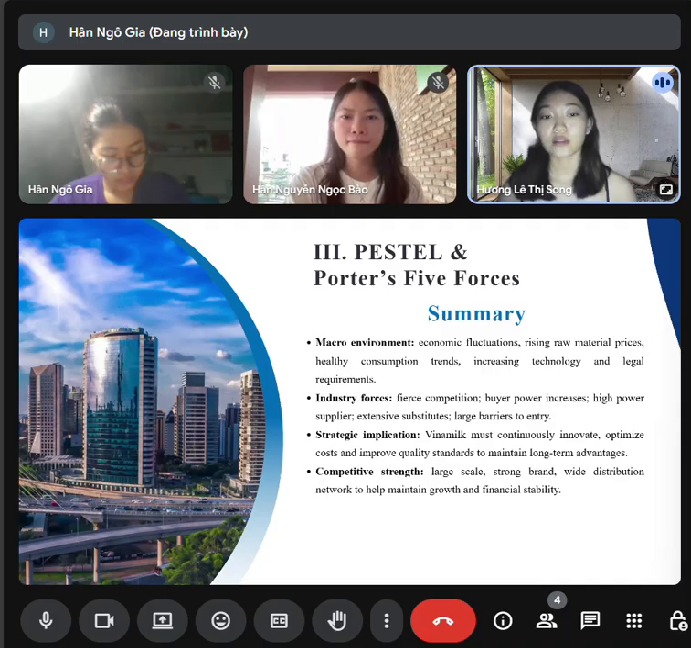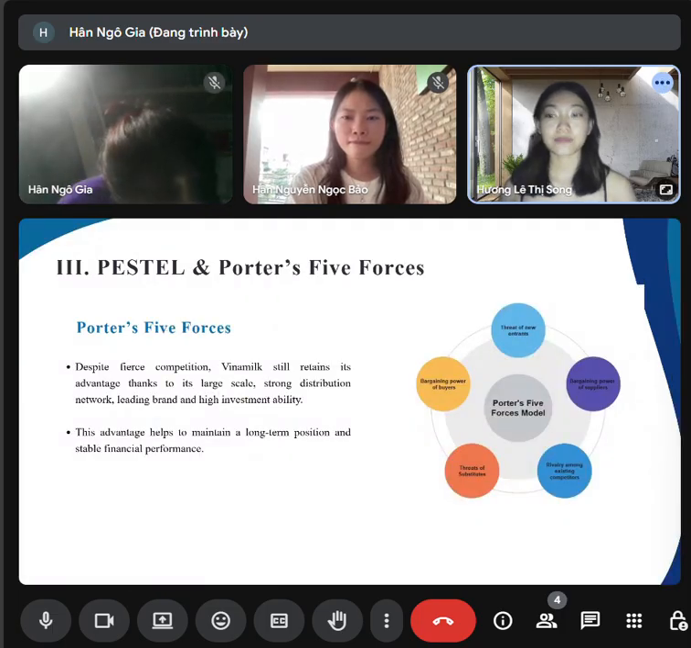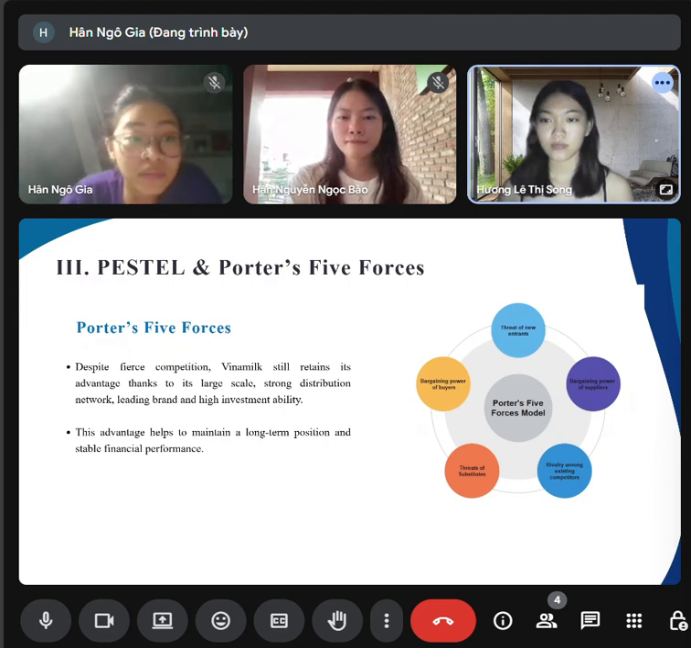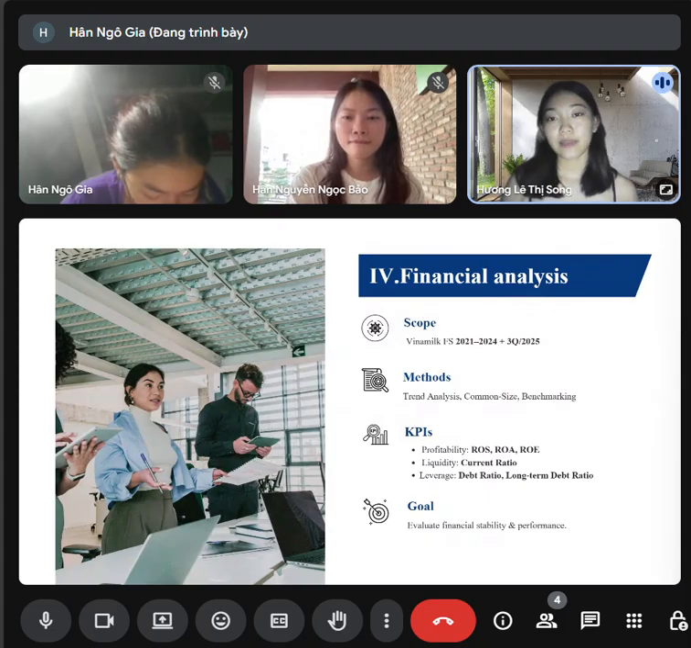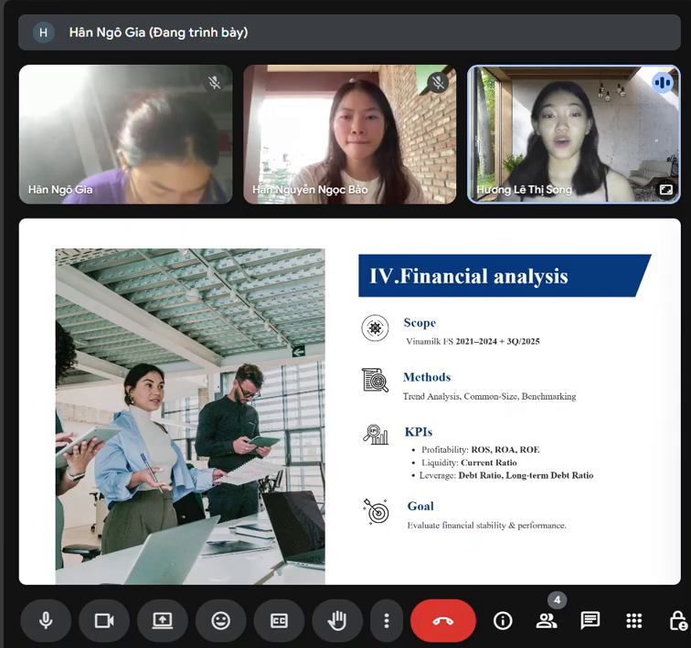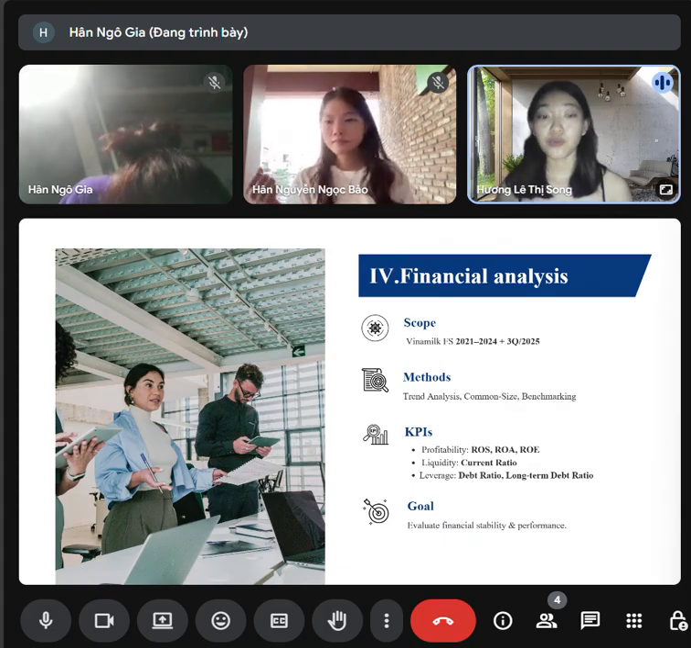Next, we focus on three groups. You can see the next slide. We focus on three groups: profitability such as ROS, ROA, and ROE; liquidity, that's current ratio; and leverage such as debt ratio and long-term debt ratio. As a result, we can comprehensively assess the stability and efficiency of Vinamilk.